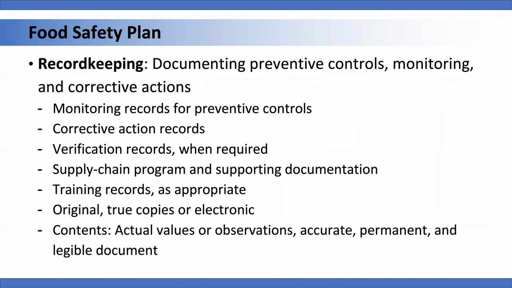The last step of the process control is record keeping. Record keeping is a documentation process for preventive control, monitoring, and corrective actions, as well as verification. And it also includes supply chain program and training records. The records must be original, true copies, or electronic. Actual values or observations need to be recorded. And the content must be accurate, permanent, and legible.